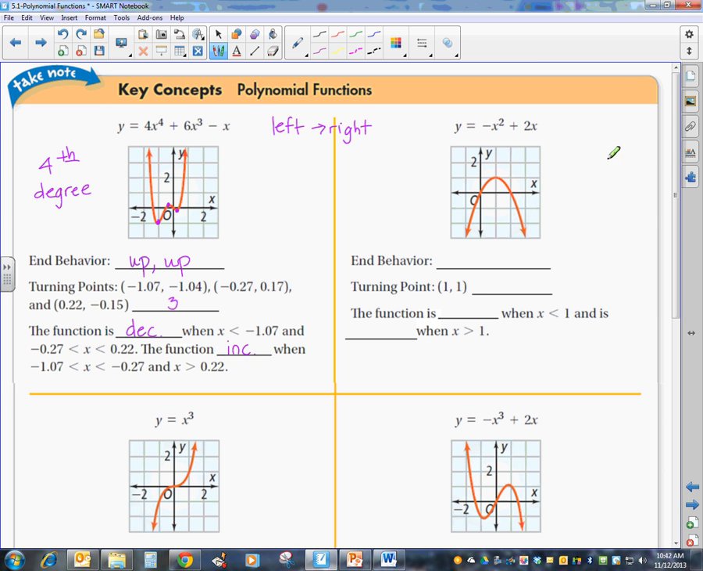Over here I have a second degree. What is my end behavior? This time it's down and down. I have one turning point. And what does the function do when it's less than one? This is increasing. Remember, I've got to go from left to right. That's increasing and then it's decreasing.